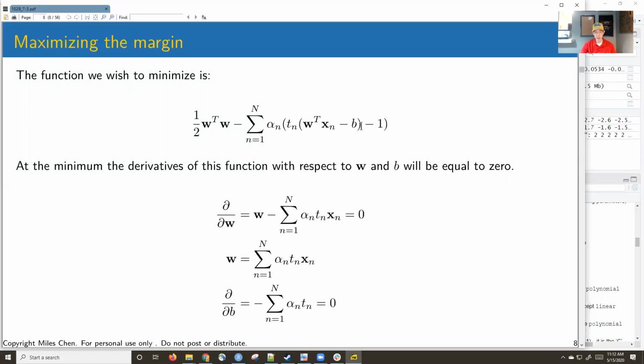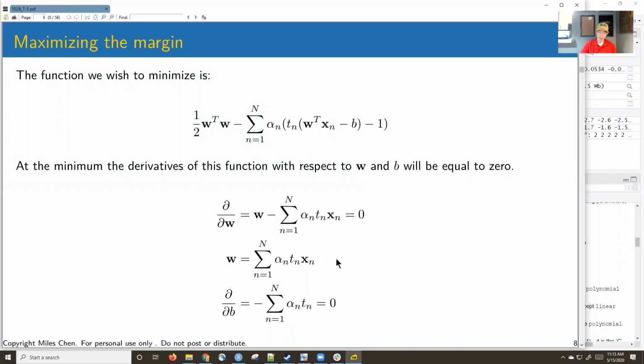And then if I do something similar and take the derivative of this thing with respect to B, this whole thing has no B, it's a constant, so it goes away to 0. And if I distribute all of these terms, the 1 goes away, this stuff goes away, and basically I have alpha n t n times B. The derivative of that with respect to B is alpha n t n, and we're going to say that is equal to 0, and there's a negative sign, but it's 0, so it doesn't matter. So we get that the sum of alpha n t n has to equal 0, and we also say W is going to be the summation of alpha n t n x n.